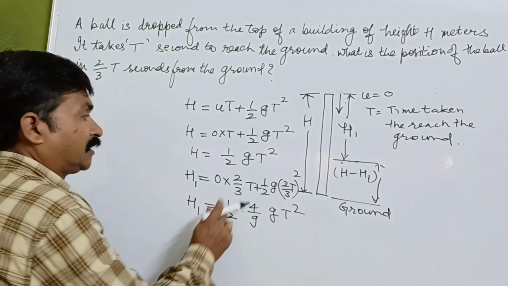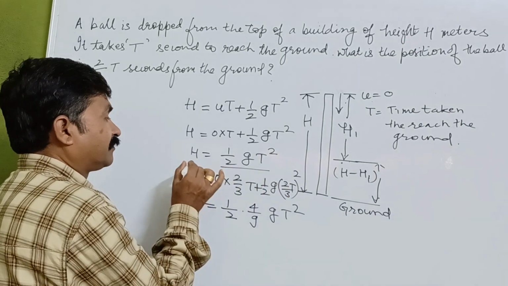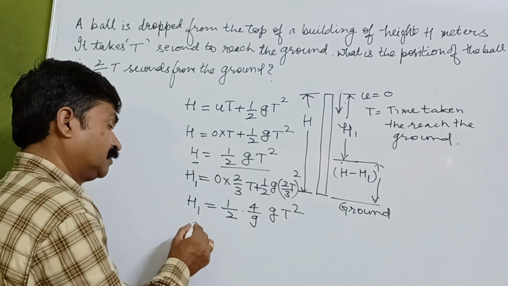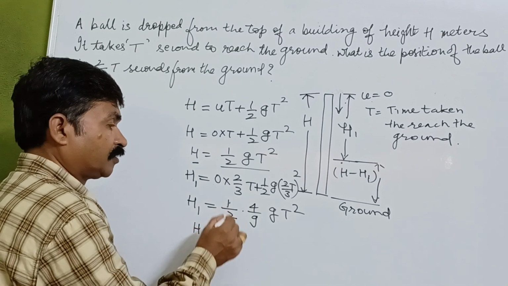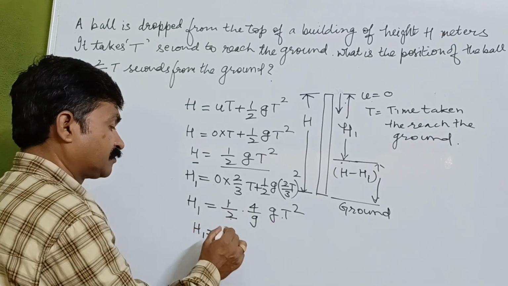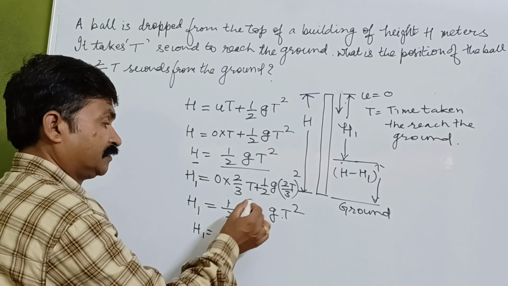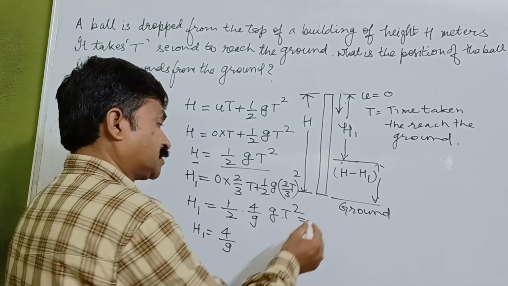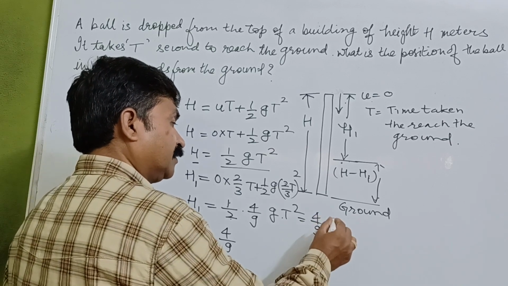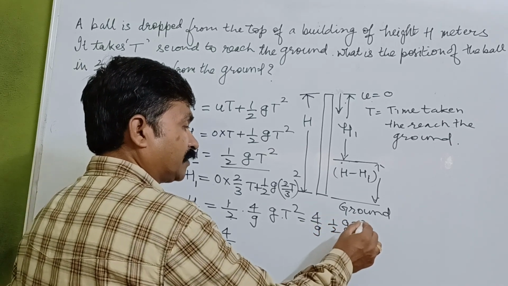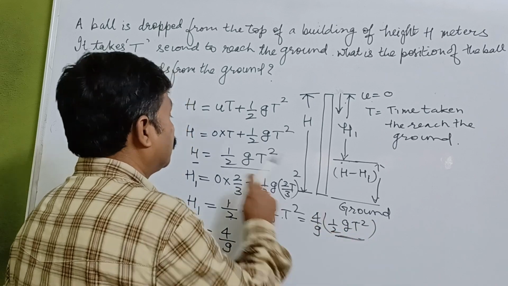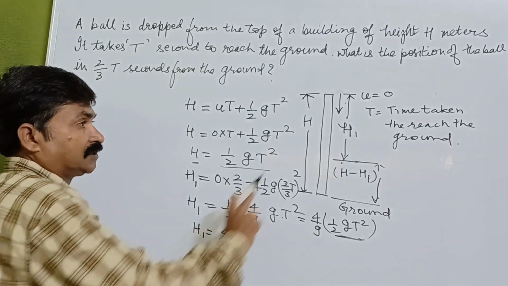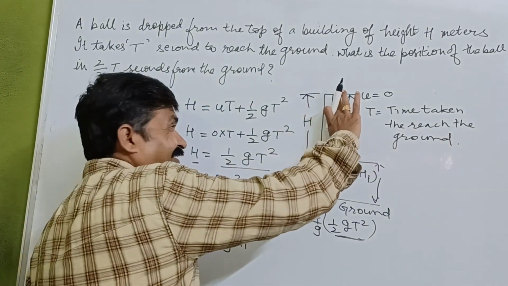Now 1/2 gt² gives the value of h. If we substitute in this equation, h1 = 4/9 × 1/2 gt², and this 1/2 gt² is equal to h, so we can substitute here. Ultimately we have this height, which is 4/9 h.